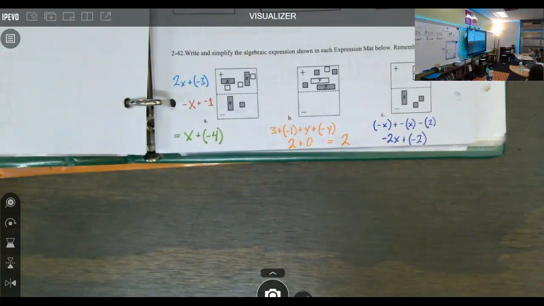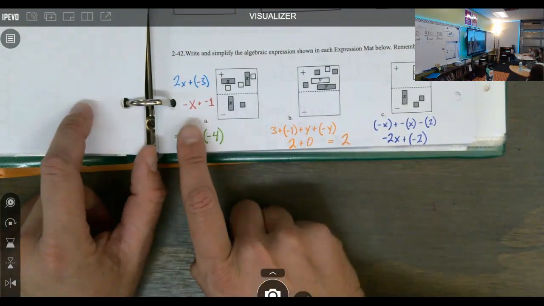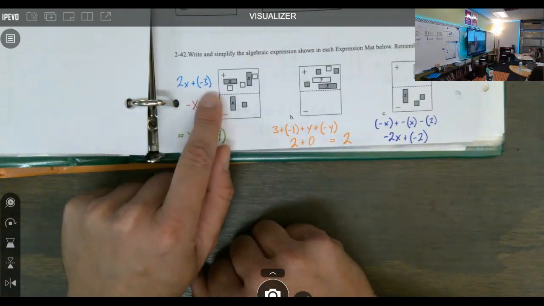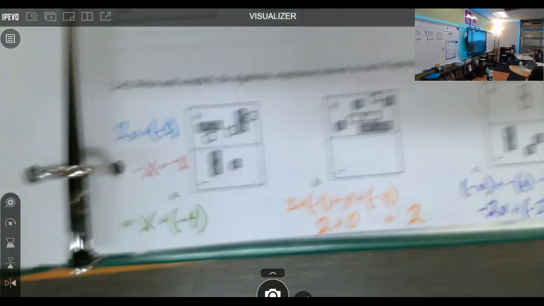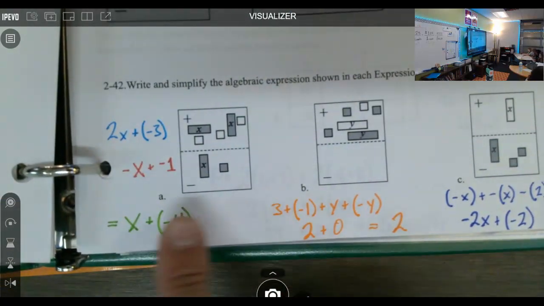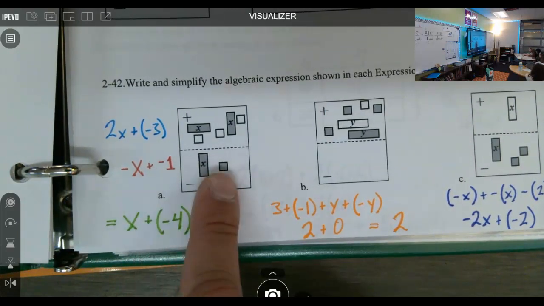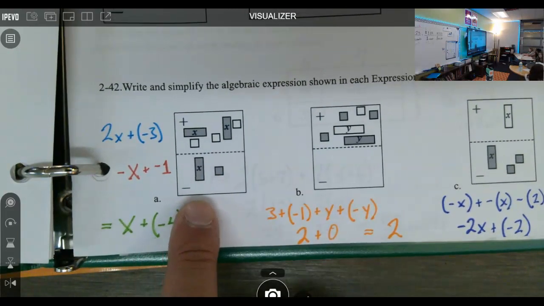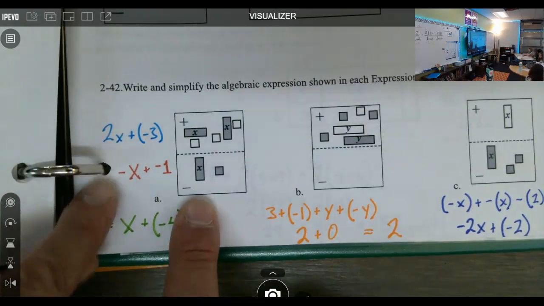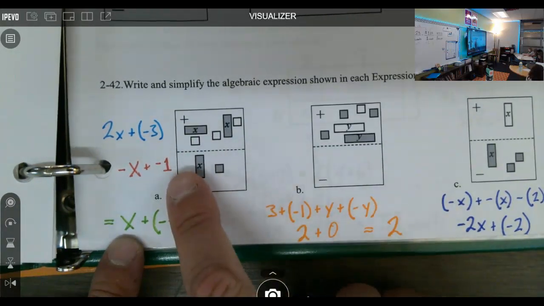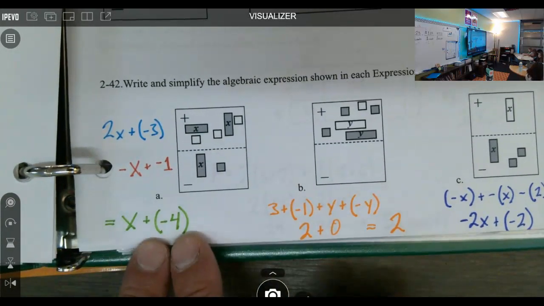So, I wrote out my work a little differently than maybe you did, but I wrote out what I had in the top. Then I wrote out what the bottom part actually became. This is gonna become a negative x. This is gonna become a negative 1, right? Because it's in the opposite land. So, a 2x and a negative x leaves me with a positive x. A negative 3 and another negative 1 gives me negative 4.